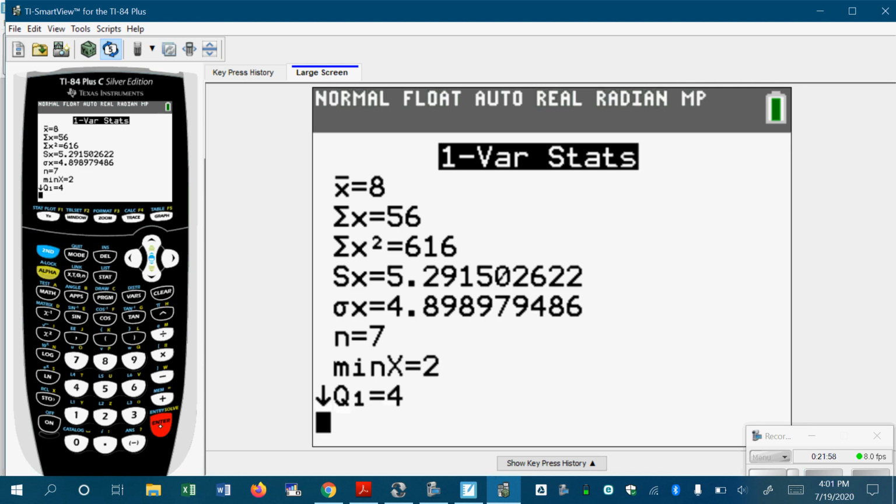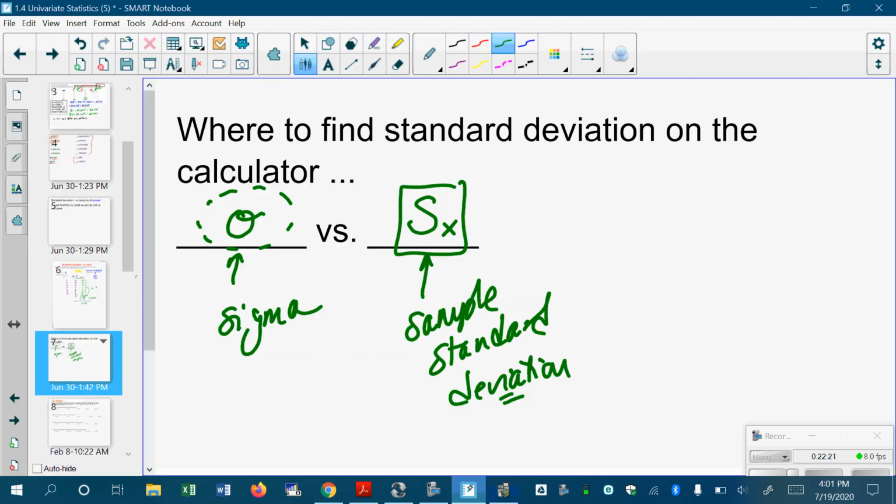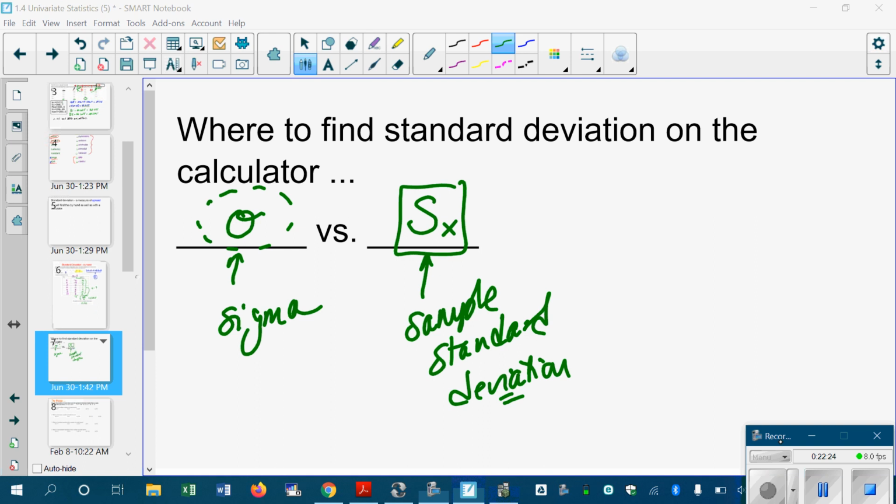So we scrolled down previously. But right now we can see that right up here at the top, there's our mean or our average. It's another way to find the average. It's just right there in one variable statistics. And right here, this S with the little x, that's our sample standard deviation. This is that other kind of standard deviation that I mentioned. That's not what we're doing right now. Okay, but the sample standard deviation is what we're talking about. So that's easy enough to find on your calculator, certainly.